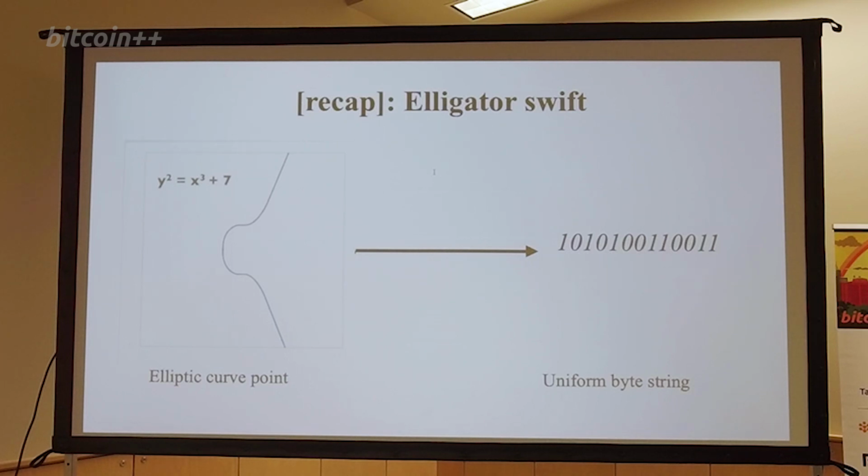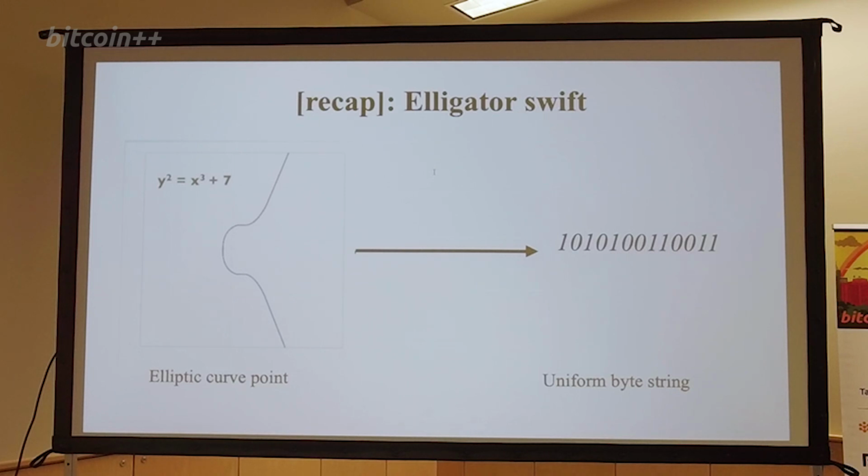So we want to make this public key look like a uniform random byte stream. And for that, there's an algorithm called ElligatorSwift. We use this algorithm in order to make the elliptic curve point look like a uniformly random byte string.